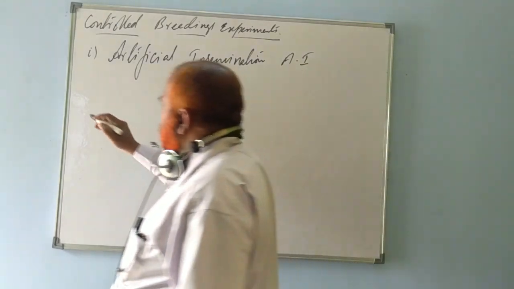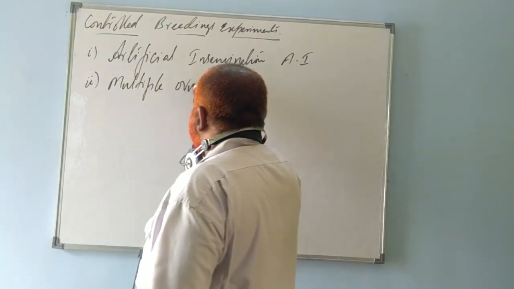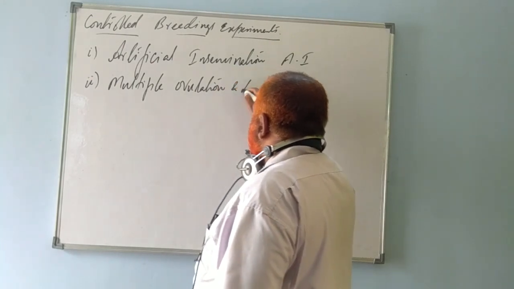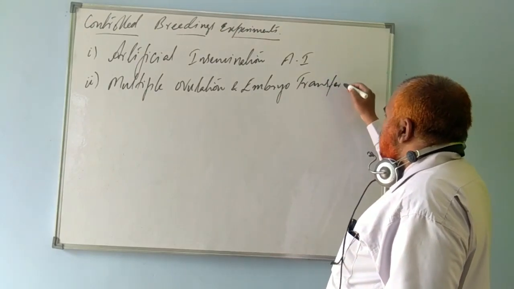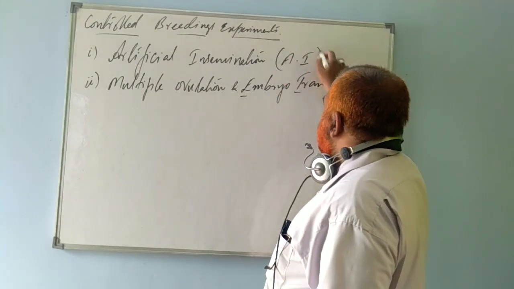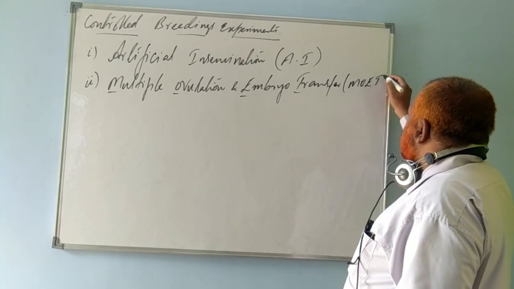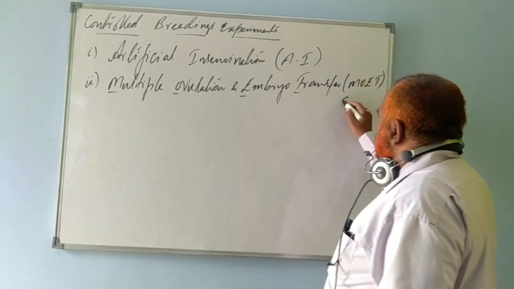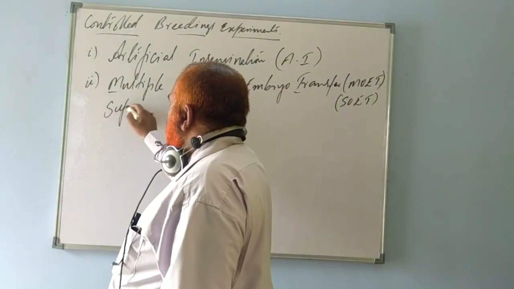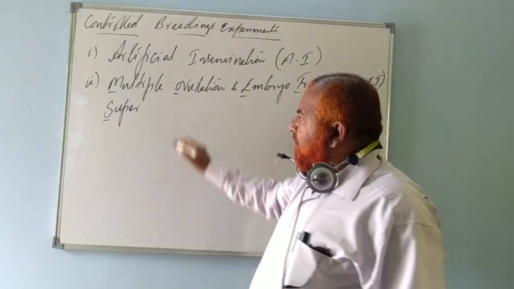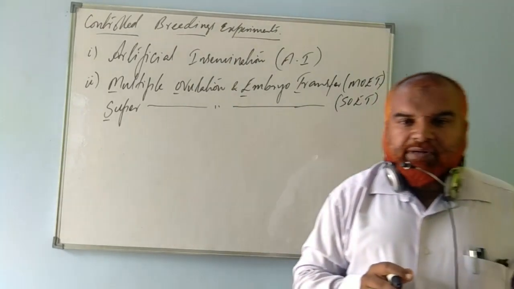The second one we have discussed is multiple ovulation and embryo transfer. We call this MOET, multiple ovulation and embryo transfer. It is also referred to as SOET. What do you mean by S here? Superovulation. This heading remains the same, SOET or MOET. This will be asked for 2 marks or 3 marks in your final exam.